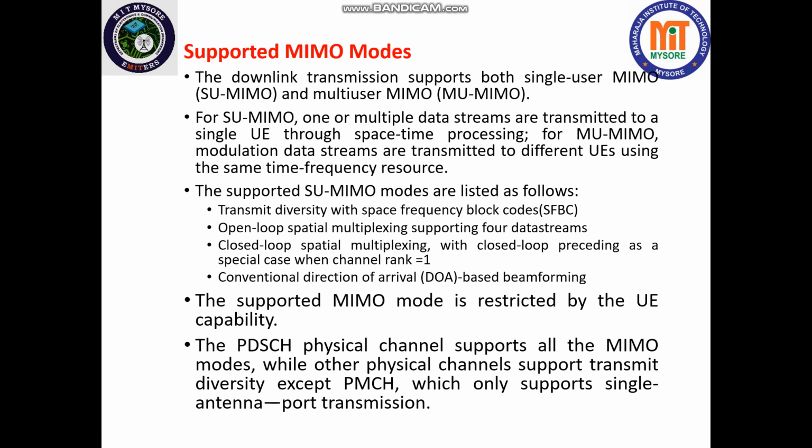The supported single user MIMO modes are listed here. Transmit diversity with space frequency block codes can be used in the downlink. Open loop spatial multiplexing supporting 4 data streams at a time can be used. Closed loop spatial multiplexing with closed loop precoding as a special case when channel rank is 1 can be used with downlink. And conventional direction of arrival, a technique based on beamforming, can be supported with single user MIMO.